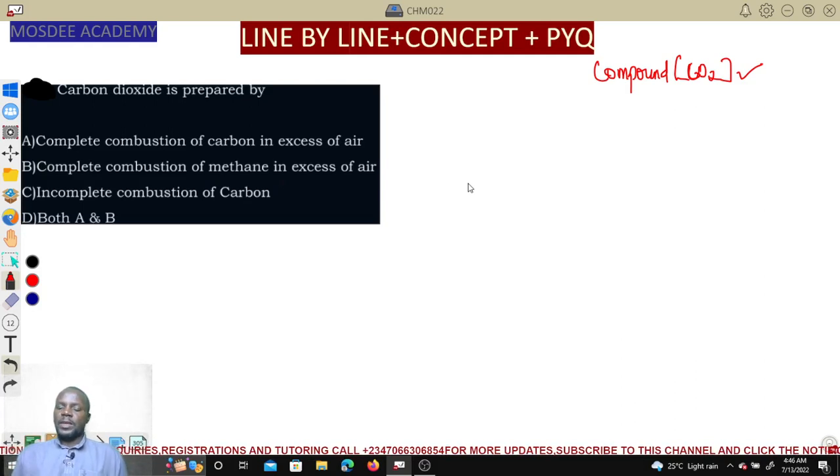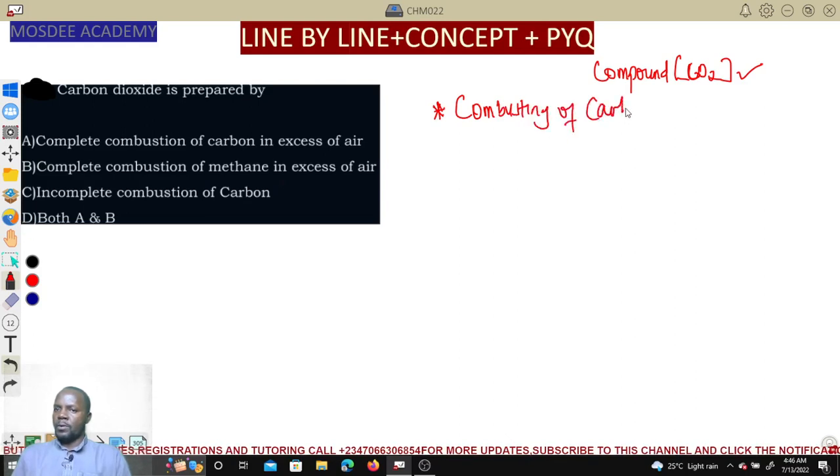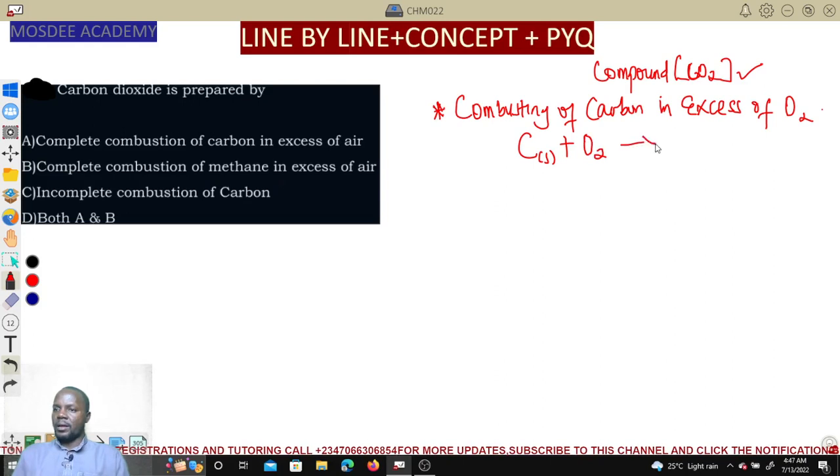Now, basically, carbon dioxide is prepared by combustion. It's prepared directly by combustion of carbon in excess of oxygen. So that is just the way. There's carbon plus excess oxygen, then it's going to give you CO2 gas. You know what I mean?